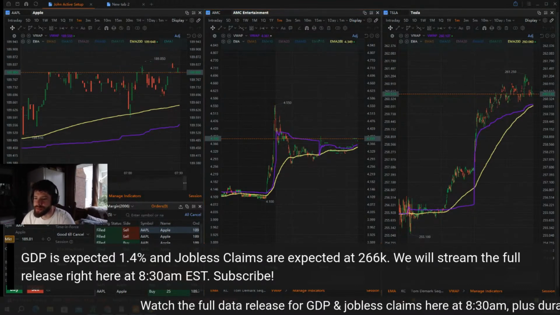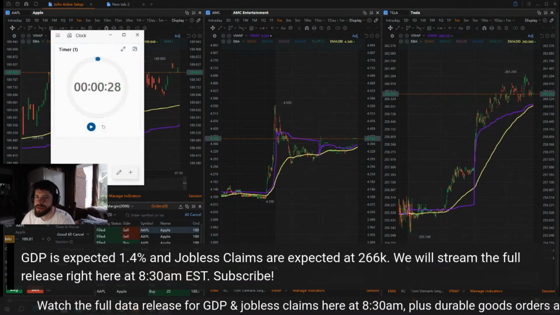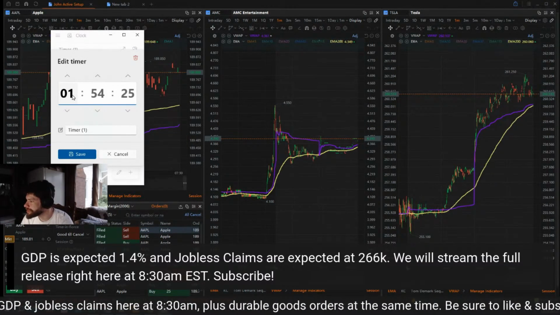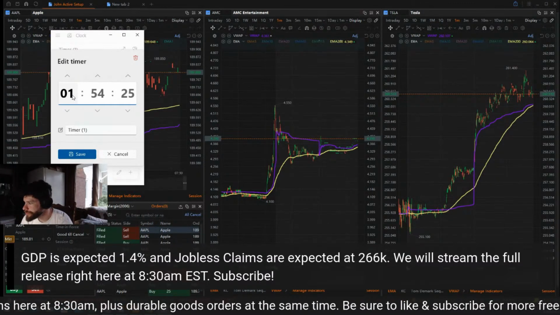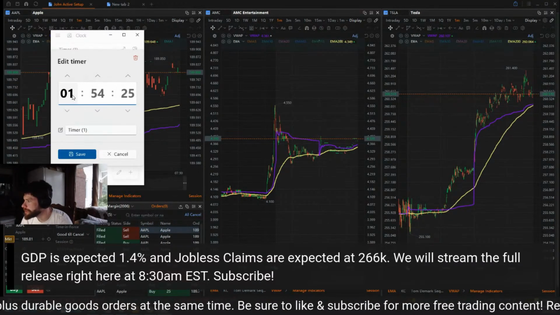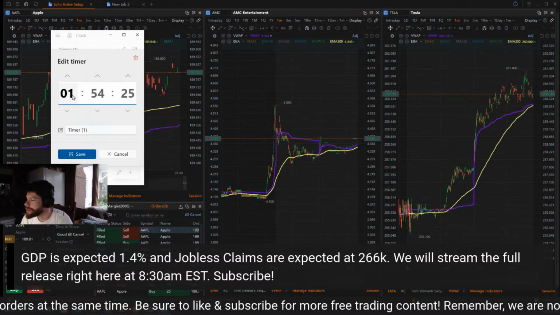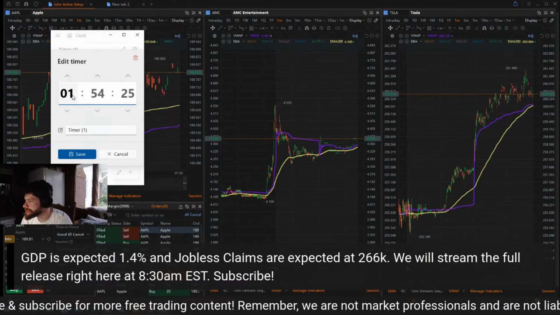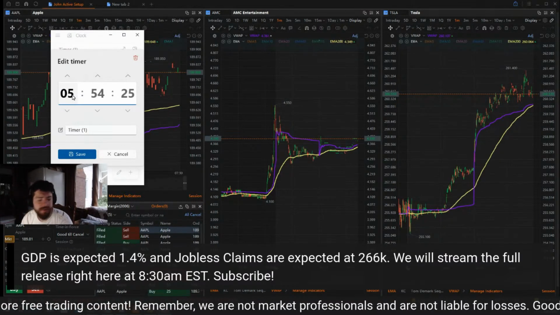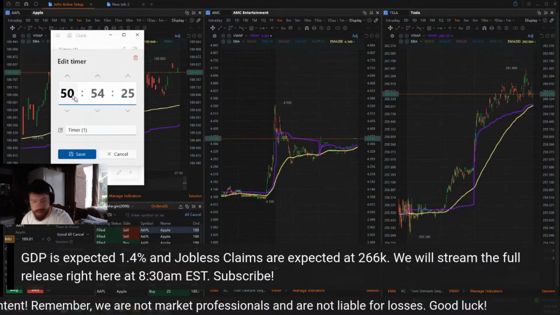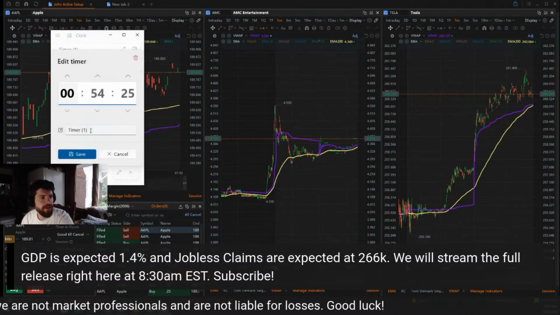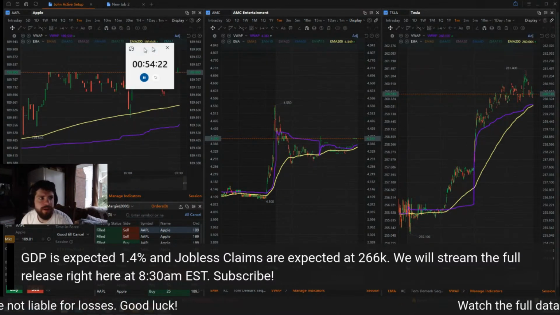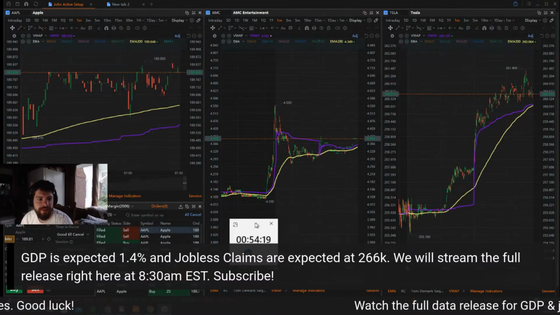Yeah, I'm going to put a timer up. I forgot a timer. All right, so what time is it right now? It is about 6:30. Market opens up. Wait, sorry, I've got to figure out what time this is. So 6:30, so it's actually 7:30 market time. So we've got 55 minutes left. There we go. All right, so we've got about 54 minutes left until this data release.